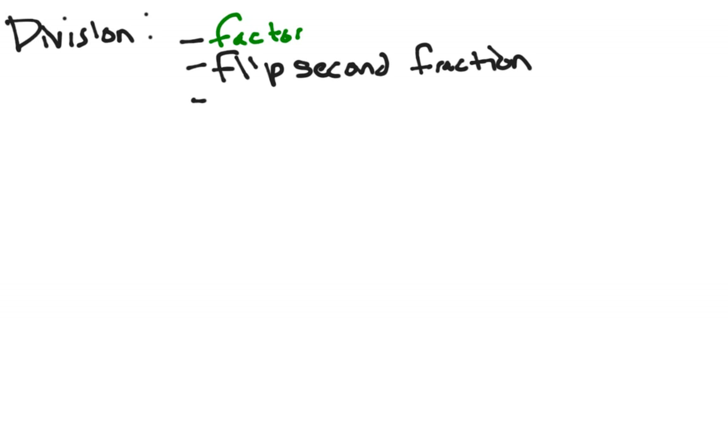Division is going to be very similar to multiplication. The first step is going to be to factor. And now for division, we have to add one more step, and that is flip the second fraction. Finally, the last step is to multiply.